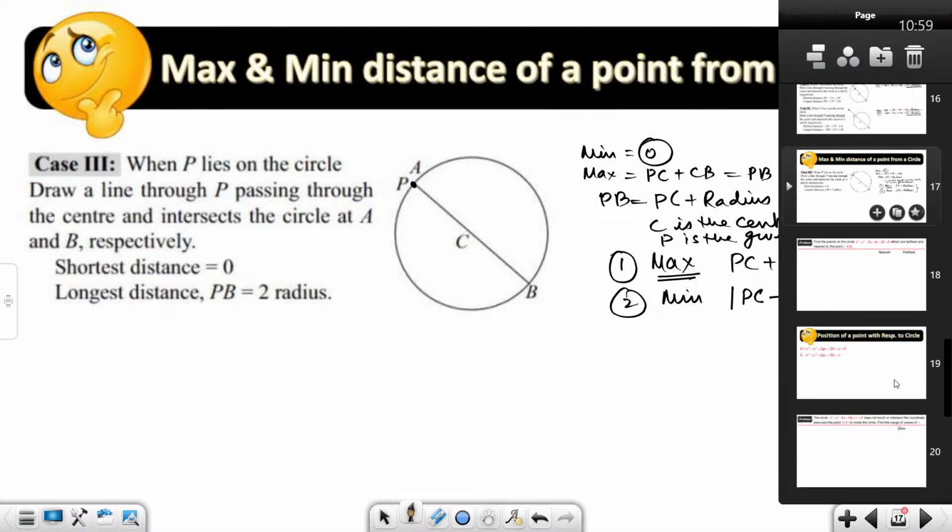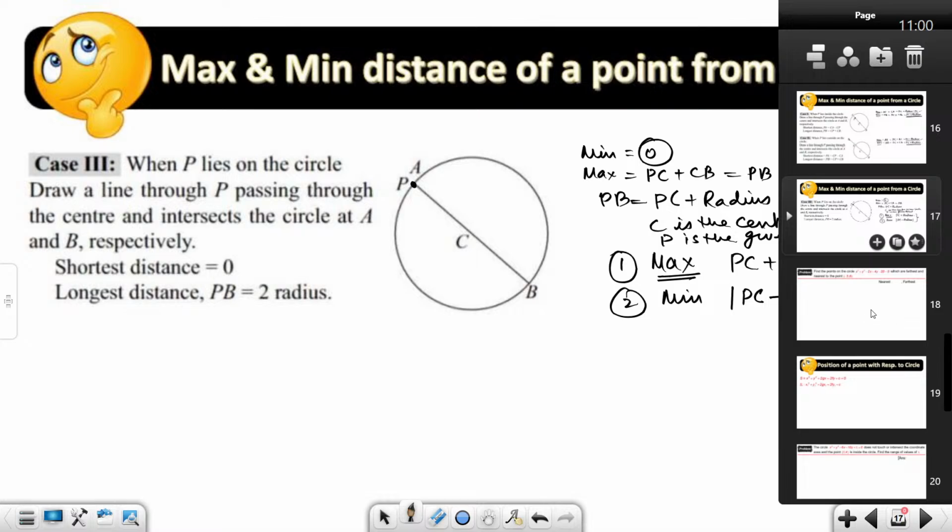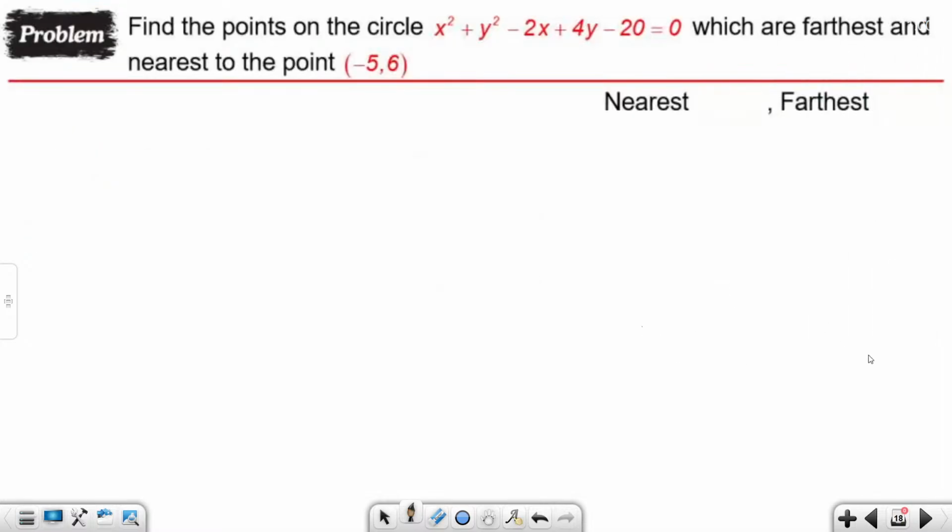So now let's move on to a problem. See this question. The question is to find the points on the circle, this. So there is a circle, and the center of the circle is where? Our C is nothing but (1, -2). Okay. And the point given is (-5, 6).